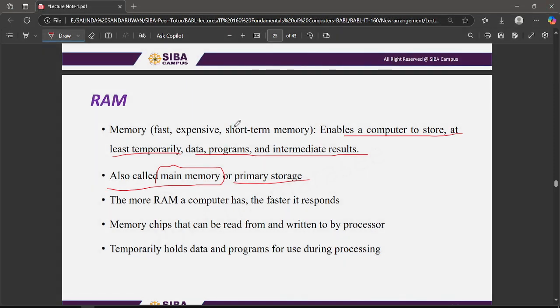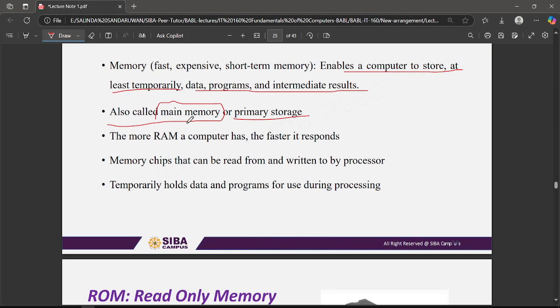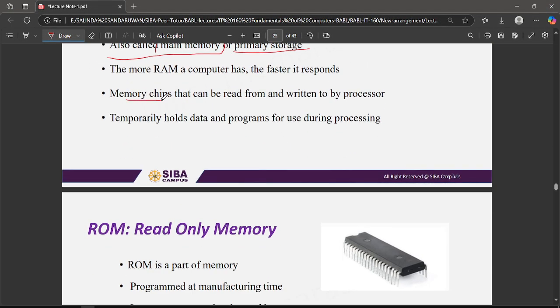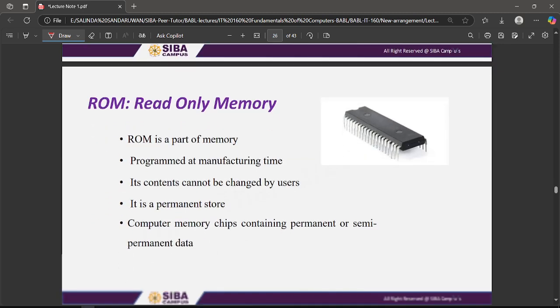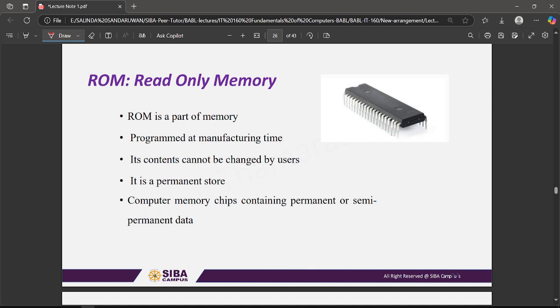Right, then we'll quickly go to the others. Random access memory is memory chips that can be read from and written to by the processor. It temporarily holds the data during program execution. Then the read-only memory. It's a chip. ROM is a part of memory programmed at manufacturing time.